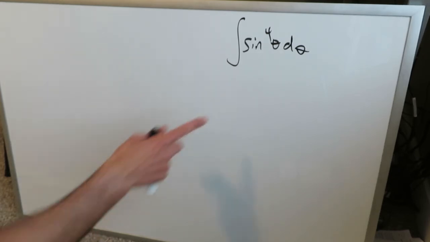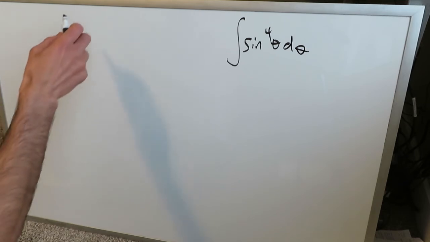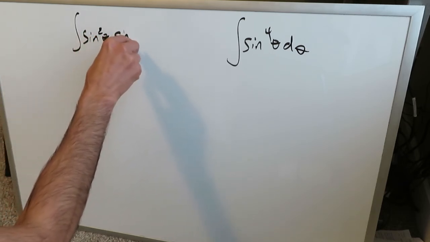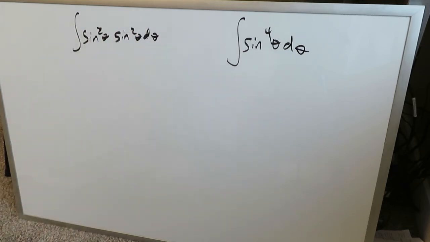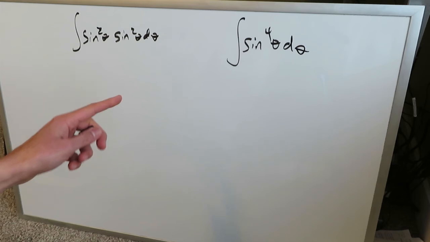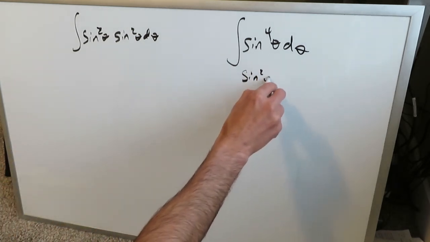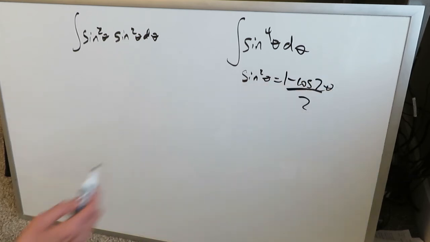Let's look at this question. The integral of sine to the power of 4 theta d theta. You want to look at this question like this. Sine squared theta times sine squared theta d theta. And that's how it's going to get you through. And then you're thinking about the power reducing formulas, where you know each sine squared theta is equal to 1 minus cosine 2 theta over 2, and that's how you have to proceed.